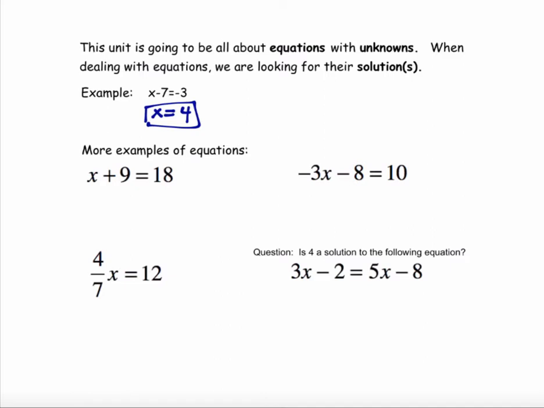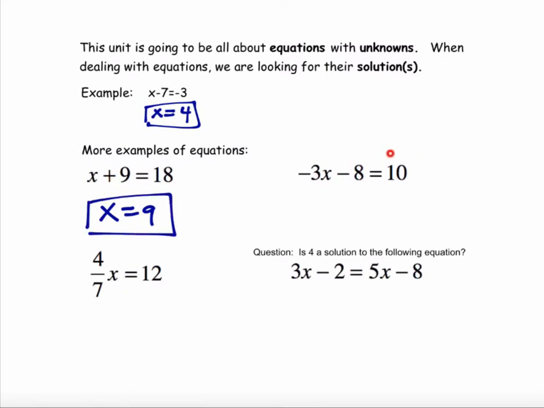So let's go through them. Let's see if we can find those special numbers. In our first example, x plus 9 equals 18. Can you figure out what number makes that true? Yeah, I think that number is 9, right? If x were equal to 9, that would be a true statement. So we'd say 9 is the solution to this equation.